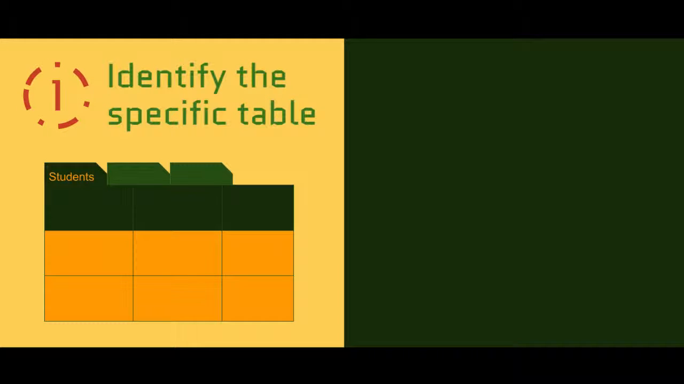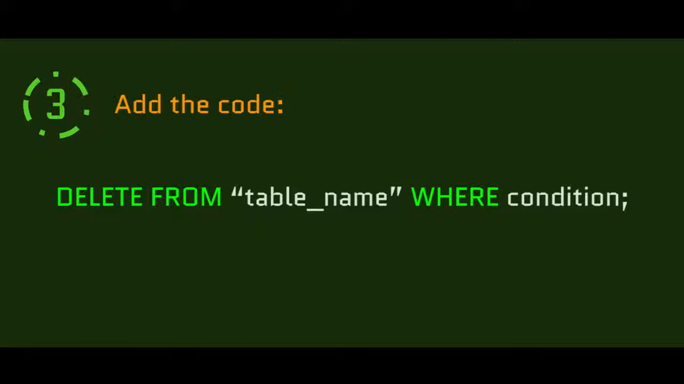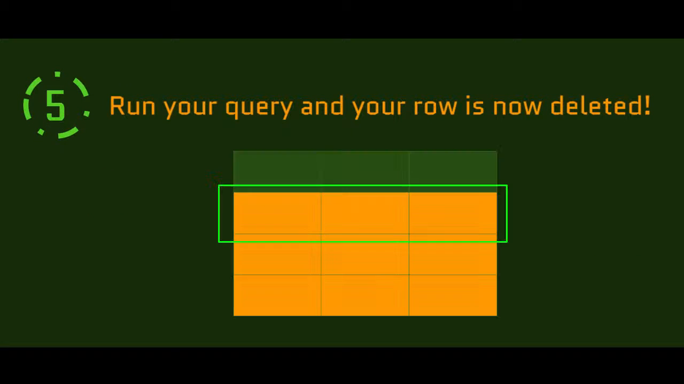So how does it work? First, we identify the specific table. Second, we double-check the rows we want to delete. Third, we add the code delete from table_name where condition. And fourth, we include the where command to avoid deletion of the whole table. We run the query and it is now deleted.